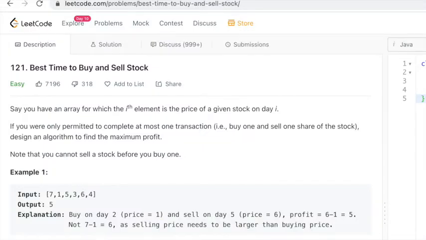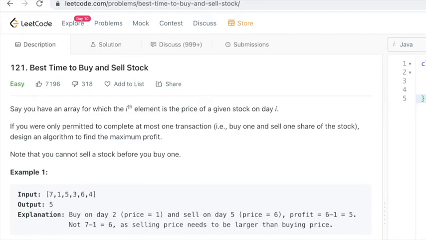Say you have an array for which the ith element is the price of a given stock on day i. If you were only permitted to complete at most one transaction, that is, buy one and sell one share of the stock, design an algorithm to find the maximum profit. Note that you cannot sell a stock before you buy one. In the actual stock market, you can even sell before buying a stock, but here that's not allowed. You'll first have to buy a stock and then only you can sell it.